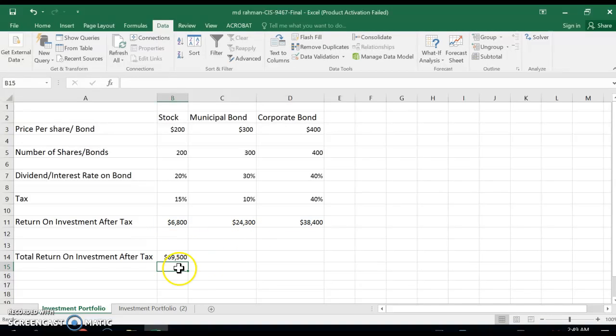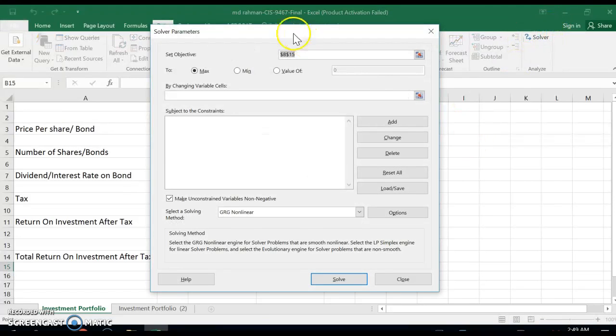I wanted to see if I can get a target return on investment using this scenario, and how many shares, municipal bonds and corporate bonds I need. So let's use Excel Solver. Here it is.